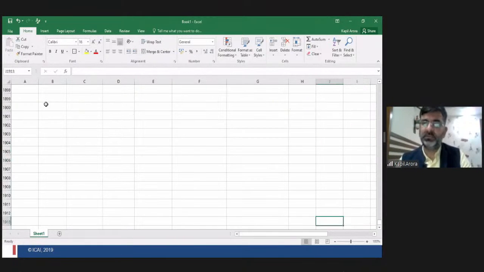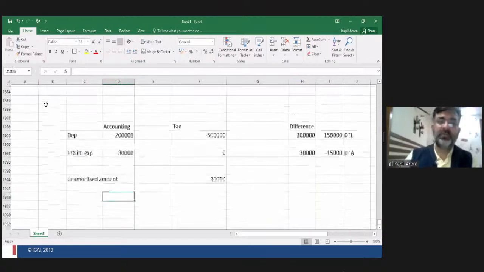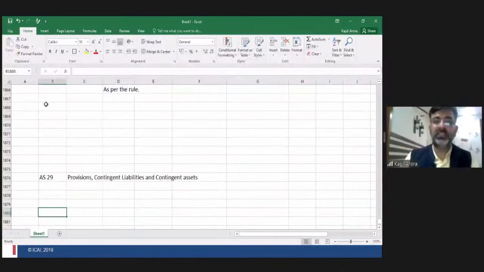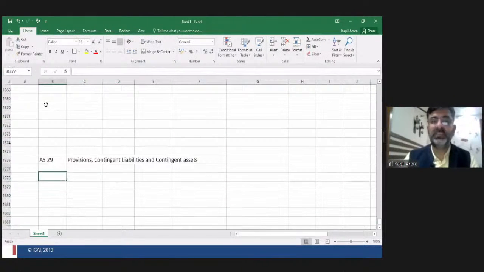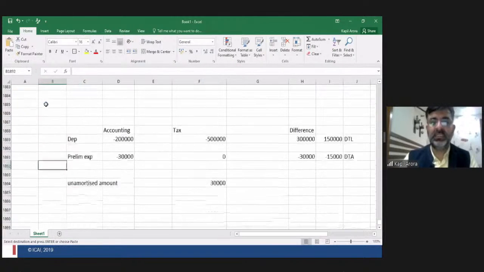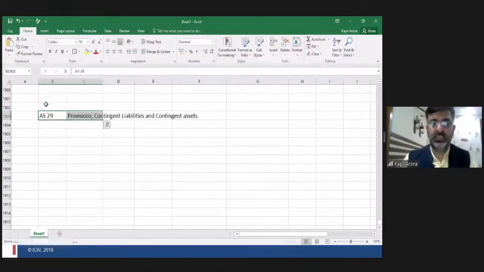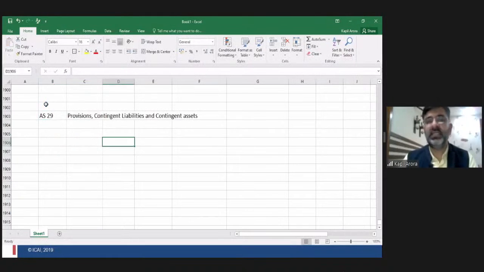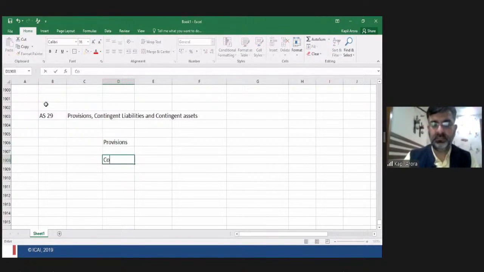Right, Prakash? So the next topic which we were talking about was AS 29, provisions, contingent liabilities, and contingent asset. These are 3 different things which we have here. And contingent.